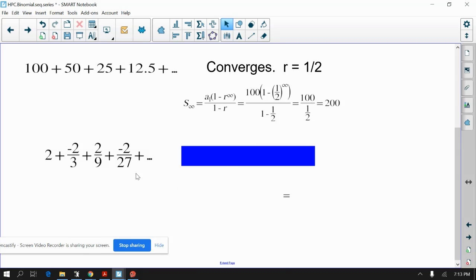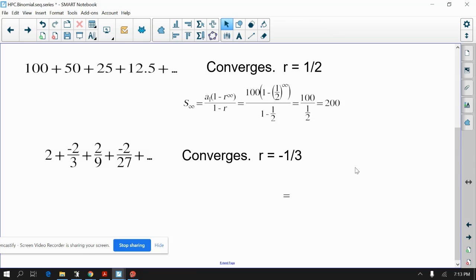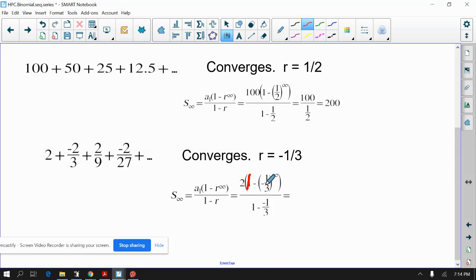This one, from one term to the next, to the next, to the next, what is the common ratio? I hope you can see that it is negative 1/3. So this converges again because r is between negative 1 and 1. So I get to use my formula, negative 1/3 to the infinite power. This would essentially become 0, so I don't have to worry about it. So in the numerator, in the parentheses, I basically have 1 minus 0, which is just 1. So the whole numerator would just simplify to 2.